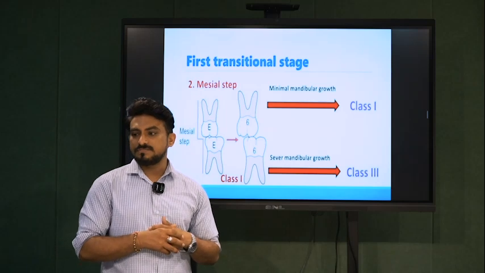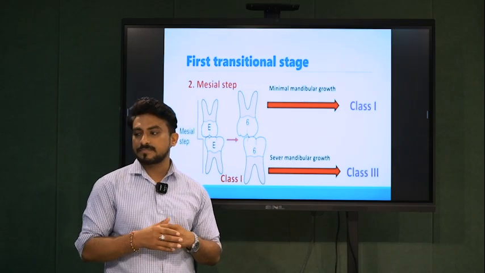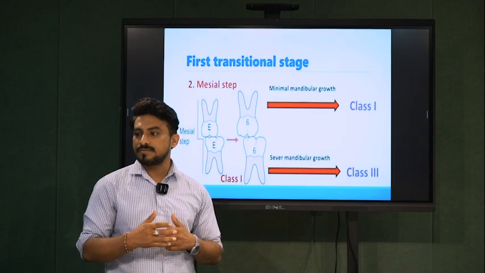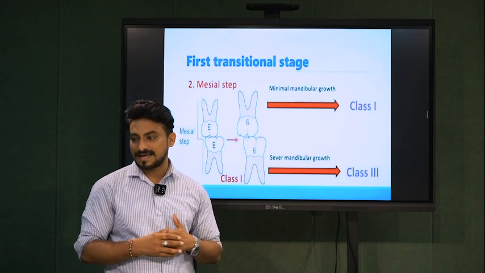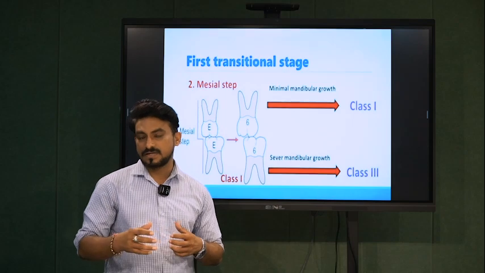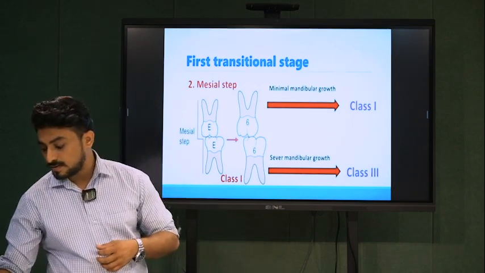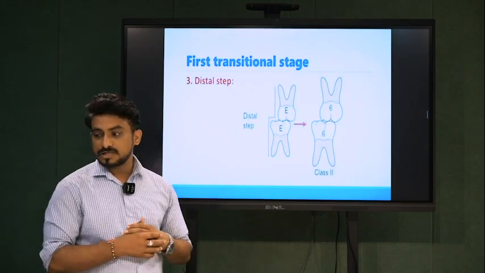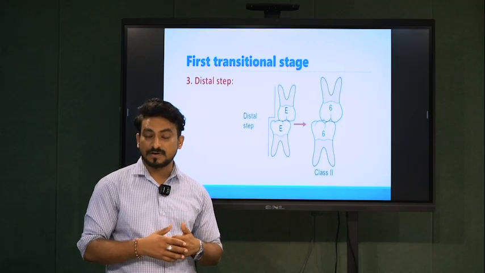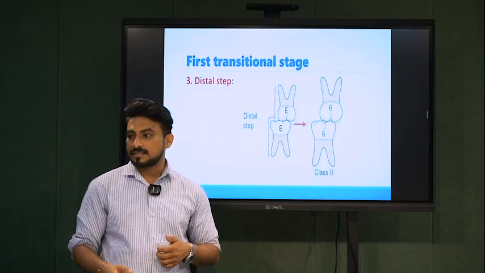In the first transitional stage, the mesial step converts to class 1 and class 3 molar relationship. With minimum mandibular growth we get class 1, and with severe mandibular growth it might convert to class 3, with a requirement for the space also. The distal step converts to class 2 and the end-on molar relationship, depending on the requirement of the leeway space and the mandibular growth.